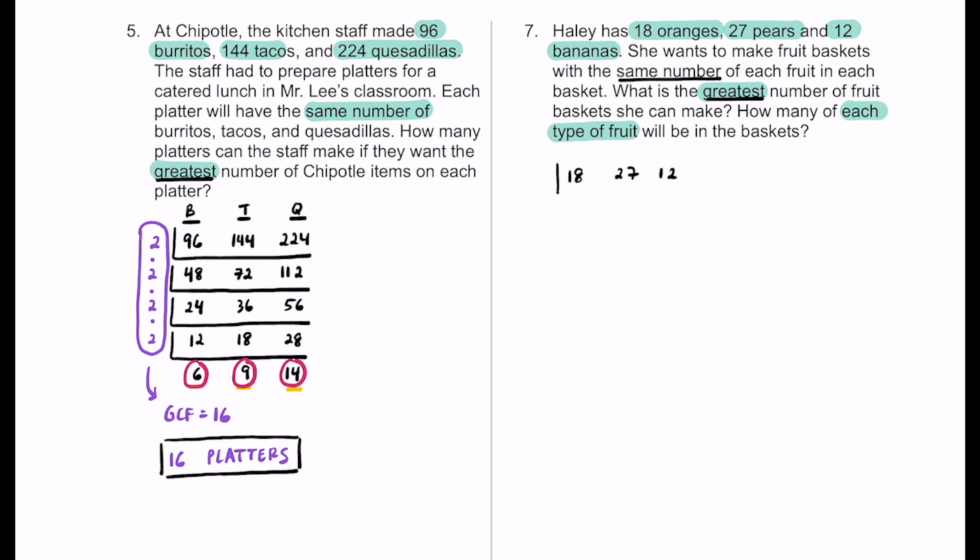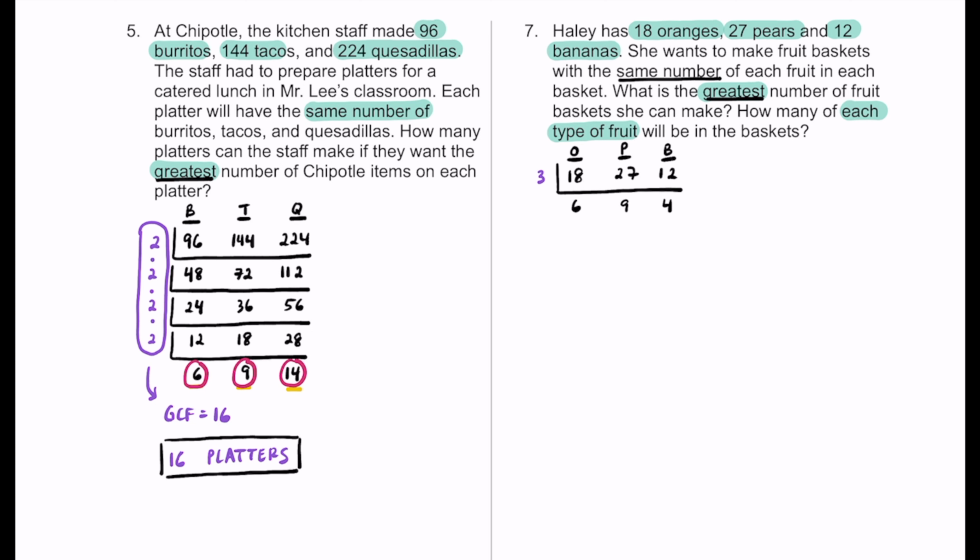We can just put them next to each other and use this ladder method or cake method. So I'm gonna just put O for oranges on top here, put P for pears, and then B for bananas. All right, so what do they all have in common? It looks like maybe 3, right? 3 times 6 would be 18, 3 times 9 would be 27, and 3 times 4 would be 12.